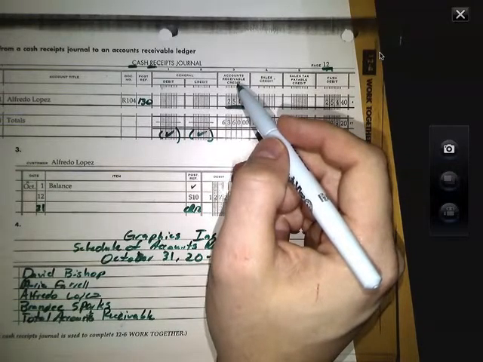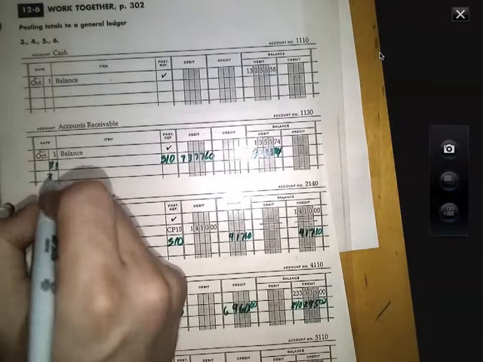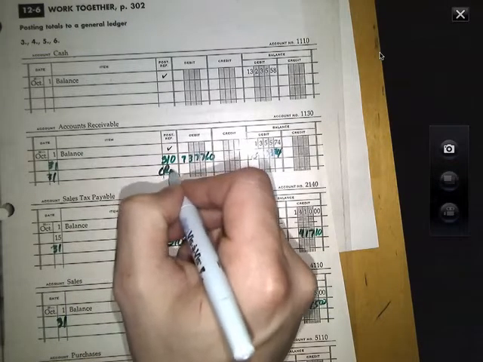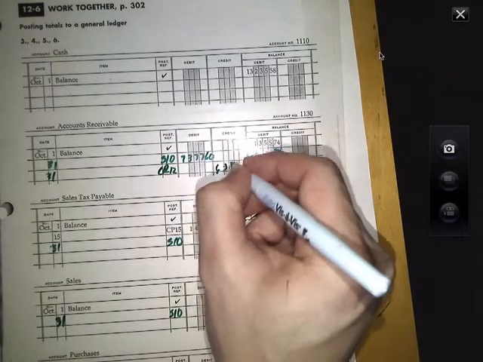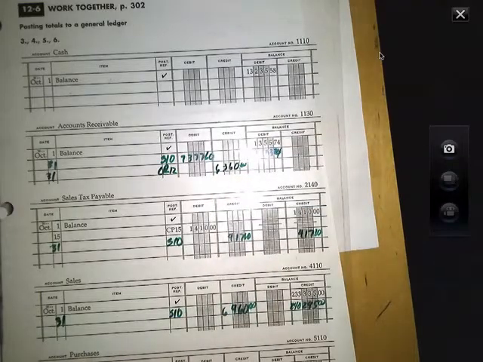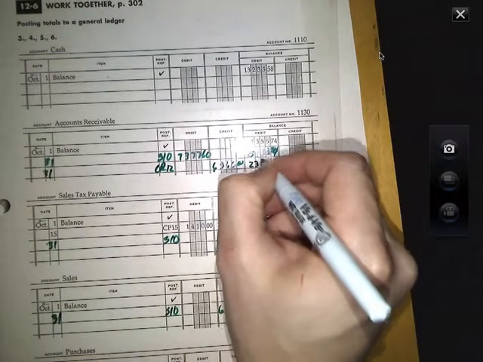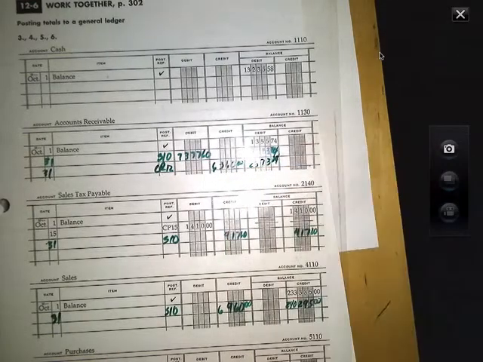Accounts receivable for 6360. So accounts receivable on the 31st was, out of the cash receipts journal, page 12, for 6360 credit. And that's going to give us 2373.34. Account number 1130.